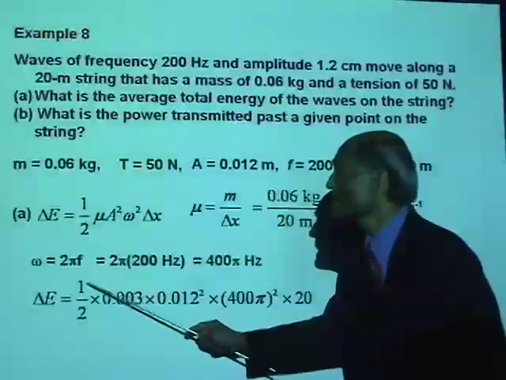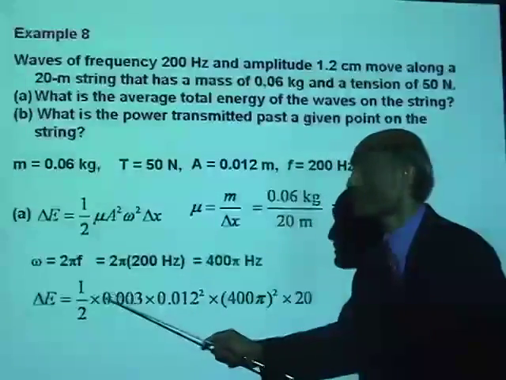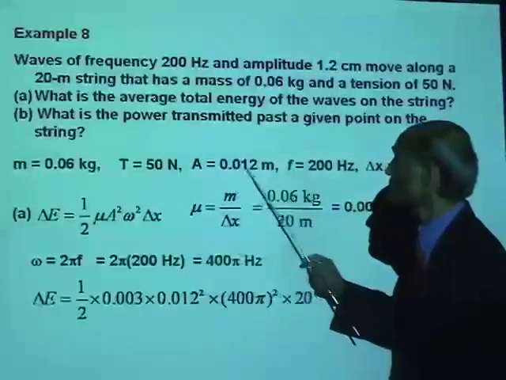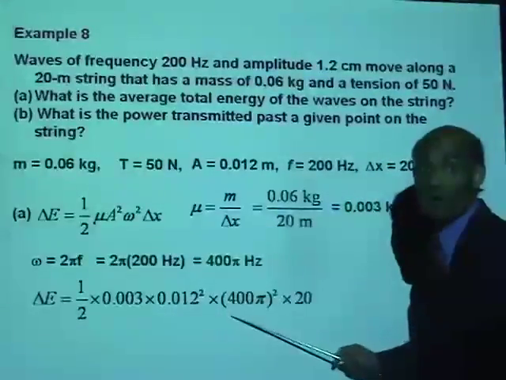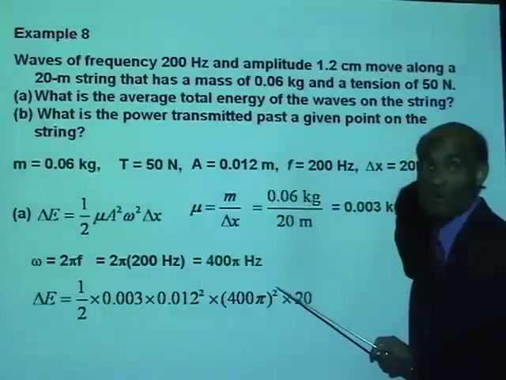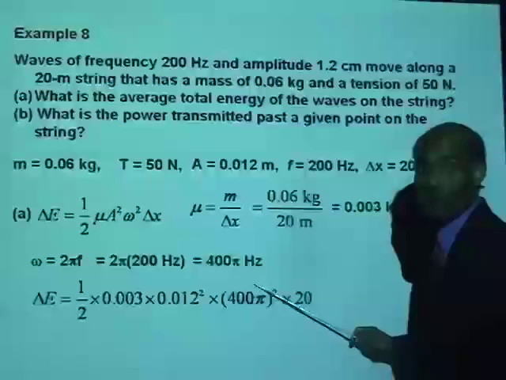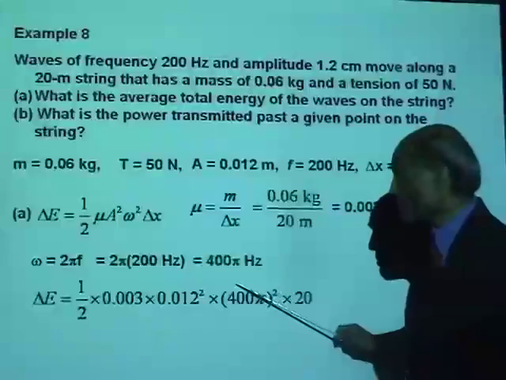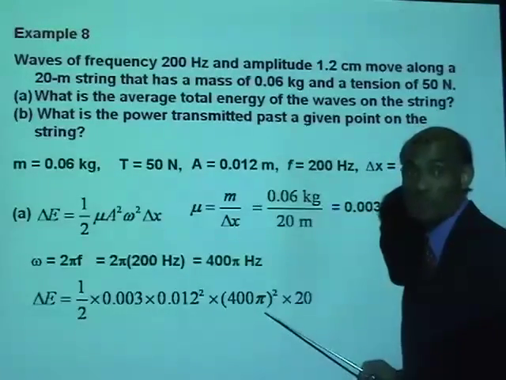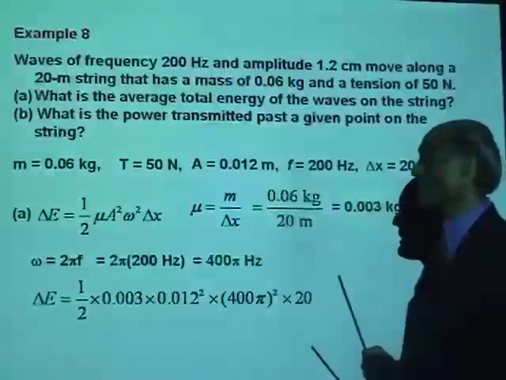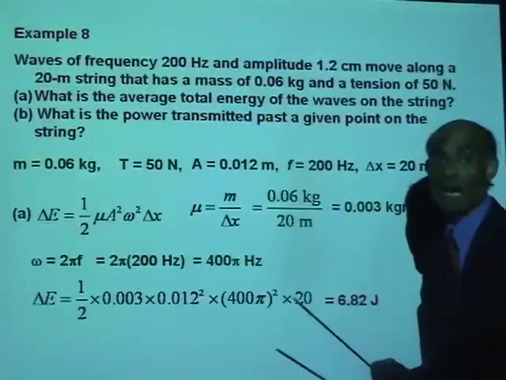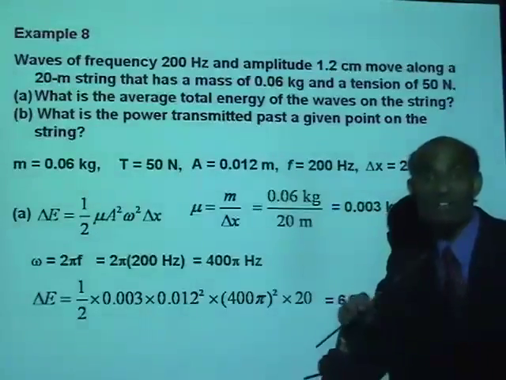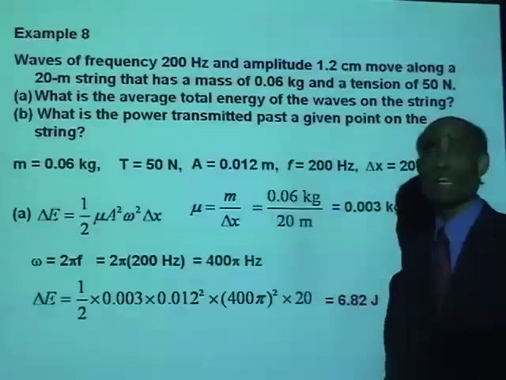Therefore, delta E is 1/2 mu, we pick that value, times A squared, amplitude squared, times omega squared. Omega is 400 pi, square it. Look at the way I have squared it. The quantity 400 pi. So when you put that in the calculator, take care. Put that 400 pi inside the parenthesis and square it, multiplied by 20. And I got it as 6.82 joules as the average energy transmitted along the length of the string.